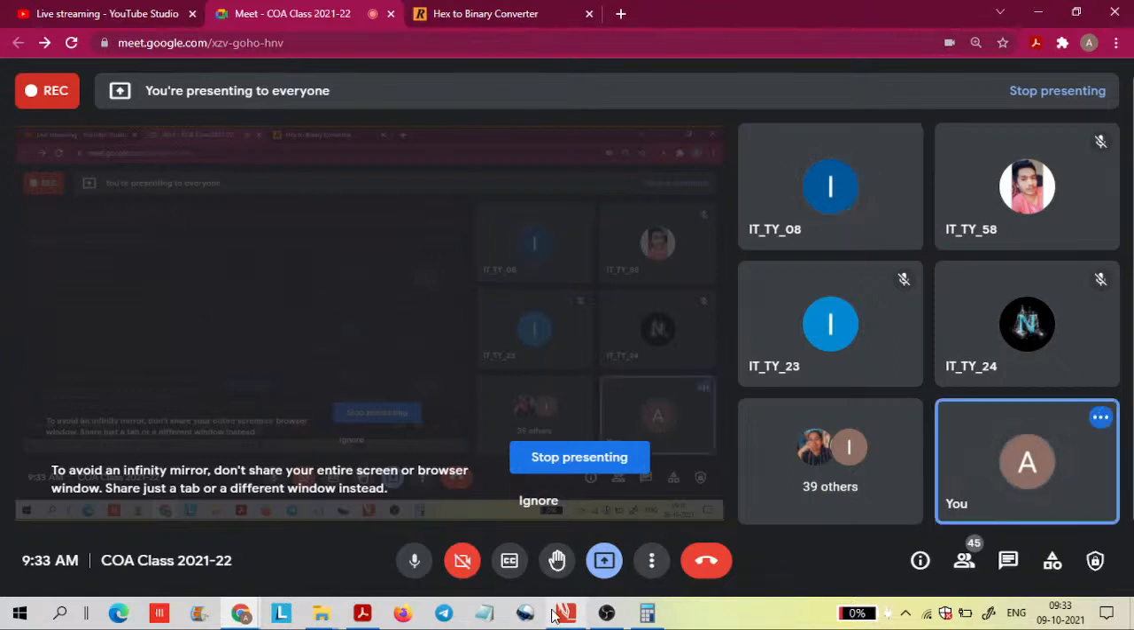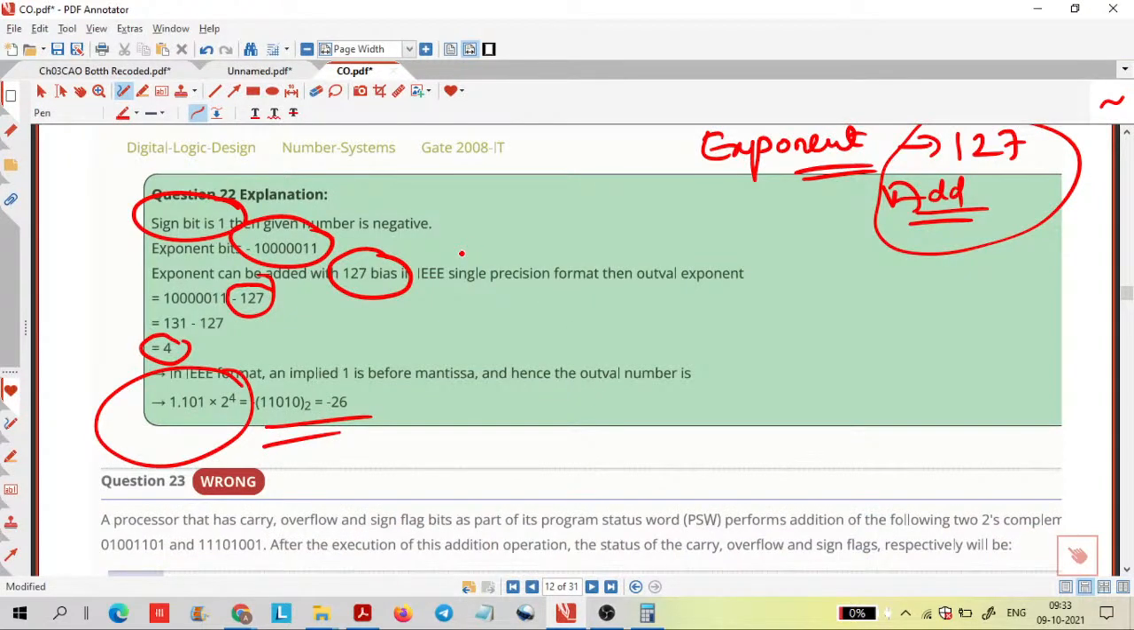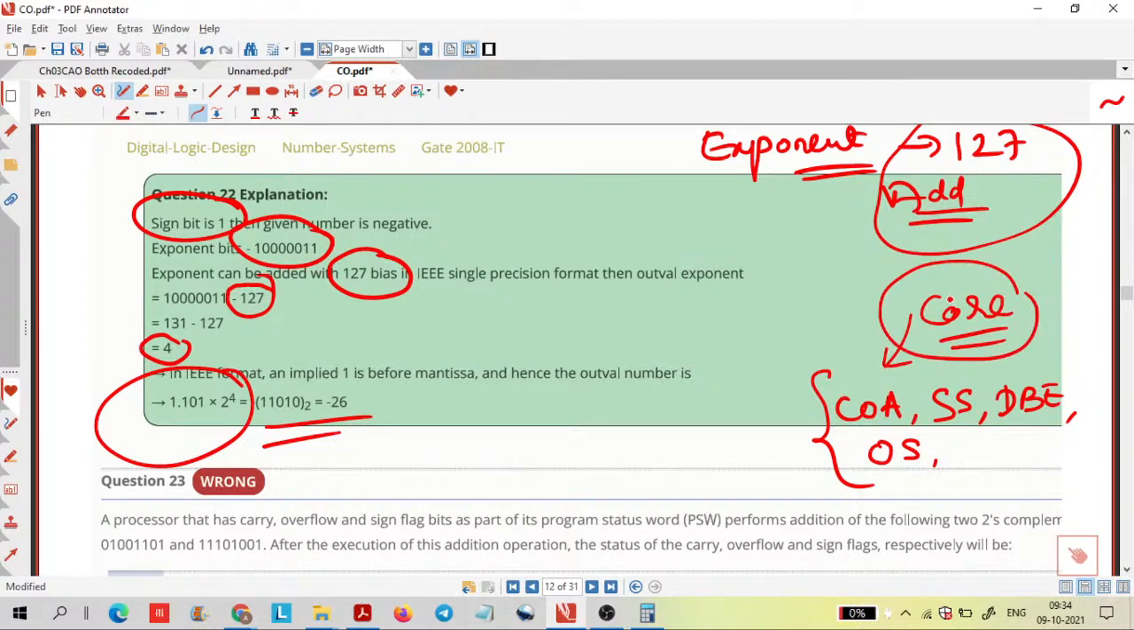Yes. See guys, all these subjects are very important: COA, system software, database engineering. Python is required by default for your coding and operating system. These are the core subjects, and for GATE you will get around 10 to 15 questions from these subjects.